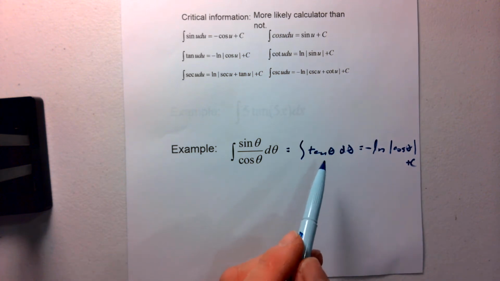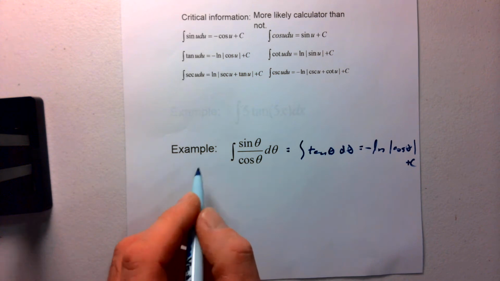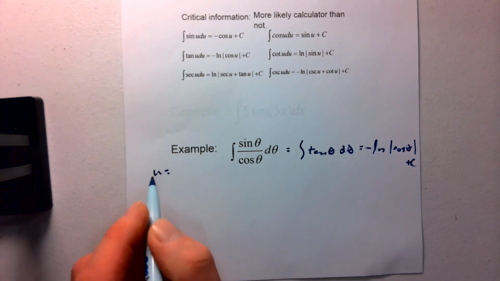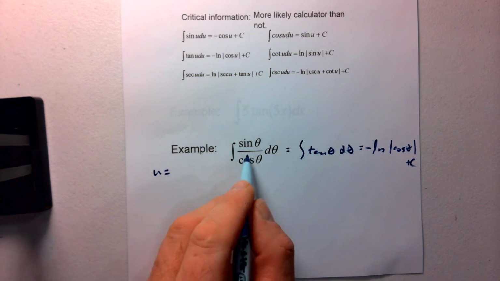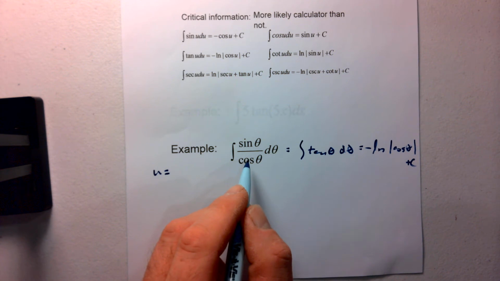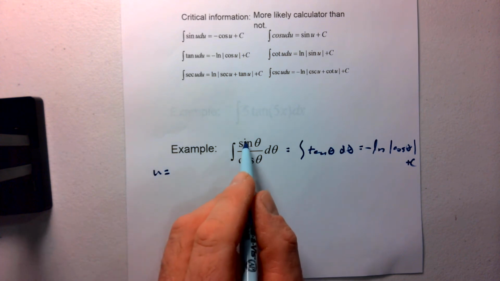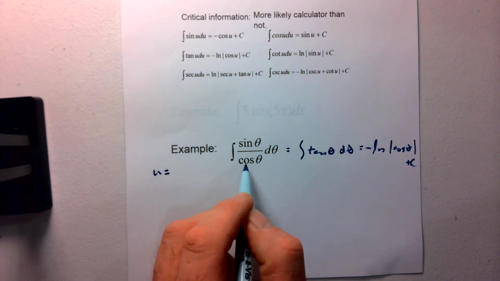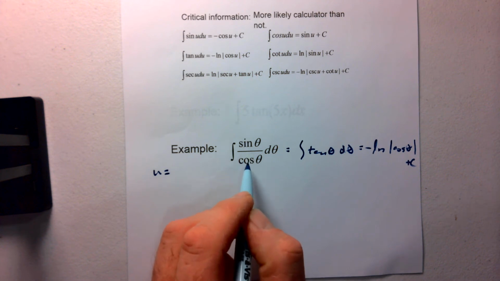Now, what if we don't remember this? What can we do to help ourselves? Well, what if we let u, back to that u substitution, equal, and which one will we let it equal, sine of theta or the cosine of theta? Recall, we've seen this type of problem before, in which we didn't know which one to take u to be, because the derivative of sine is cosine, the derivative of cosine is negative sine. So very, very close to each other.